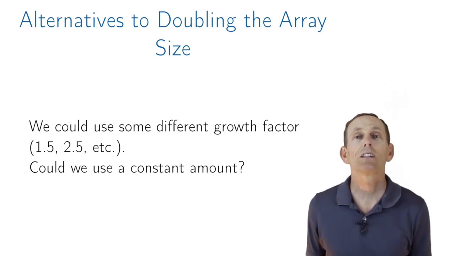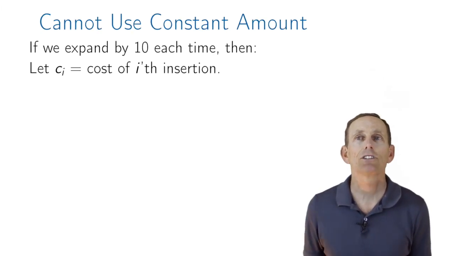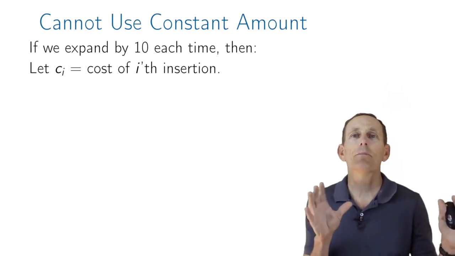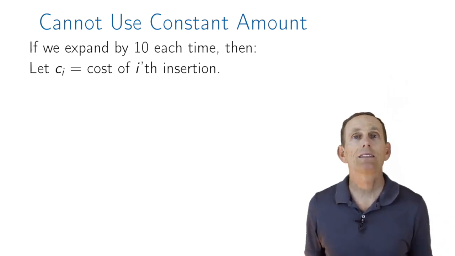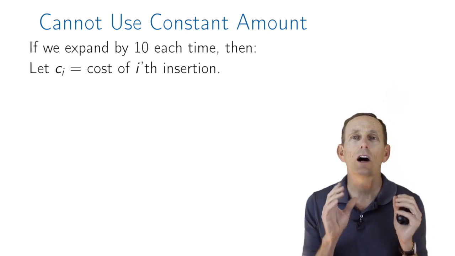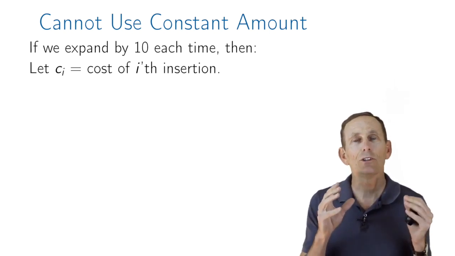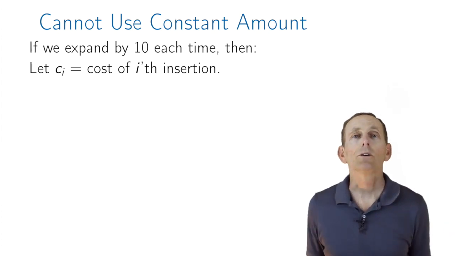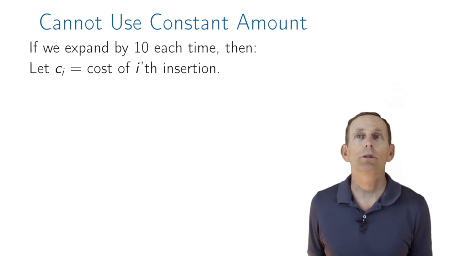The question is, can we use a constant amount? Can we add by a particular amount, like let's say 10 each time? And the answer is really no. And the reason is, as the array got bigger and bigger, and we have to resize every 10 times, we just don't have enough time to accumulate work in order to actually do the movement.